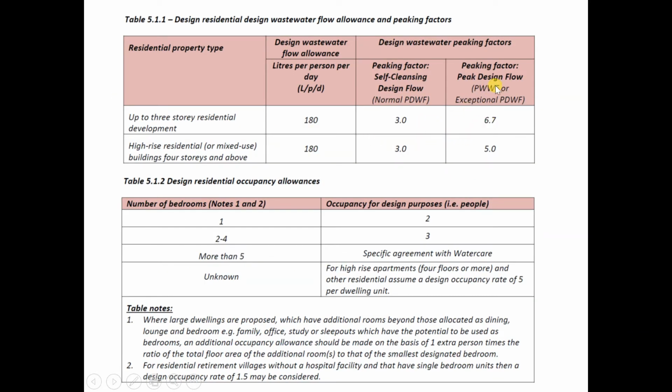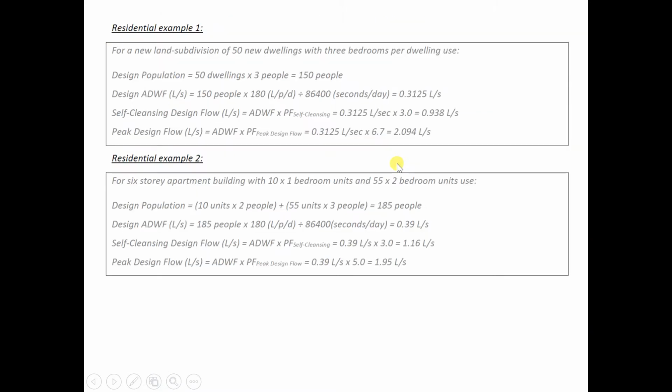Okay, so peak design flow is 6.7 and self-cleansing is 3. So that gives us the peak design flow that we need to use in the chart, either Manning's formula or the Colebrook-White formula chart. We use that to find out what pipe is to be used, and if possible we find out the self-cleansing velocity.